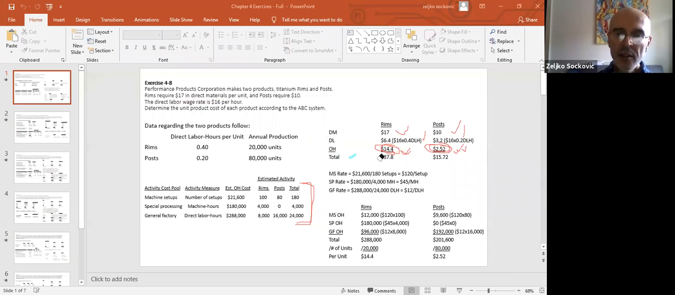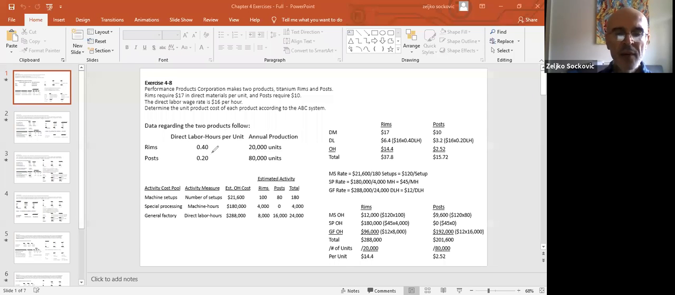this overhead? You will need to go through the narrated lectures very carefully, and I go really step by step, with very, very basic ideas, continue with our chapter 2 and 3, and then we move a little bit further into this ABC costing, which uses the same idea that we covered already in chapter 2. So let's look at this problem. We need to determine unit product cost for these two products, rims and posts, right?